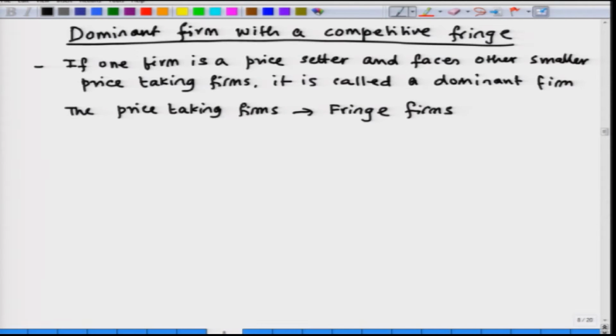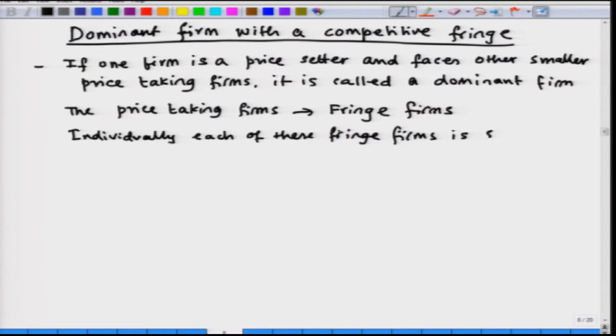Individually, each one of these fringe firms is very small, which means it does not have enough capacity to serve the entire market, but collectively their market share is substantially large.